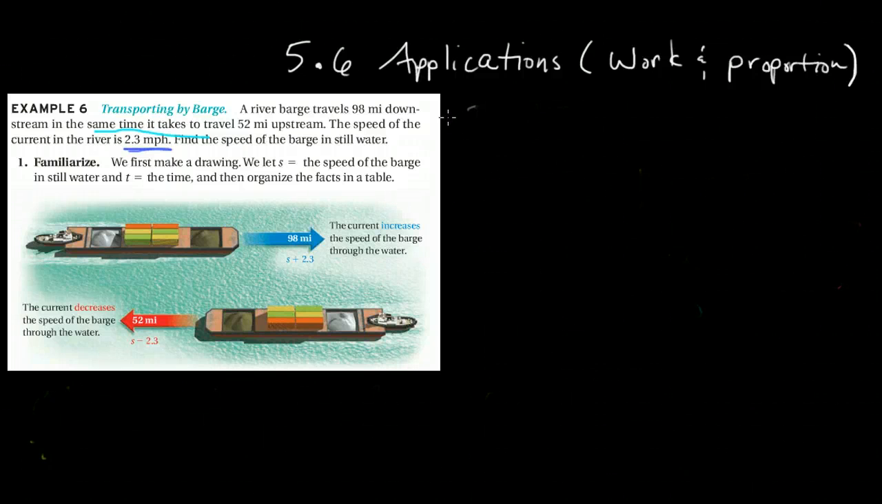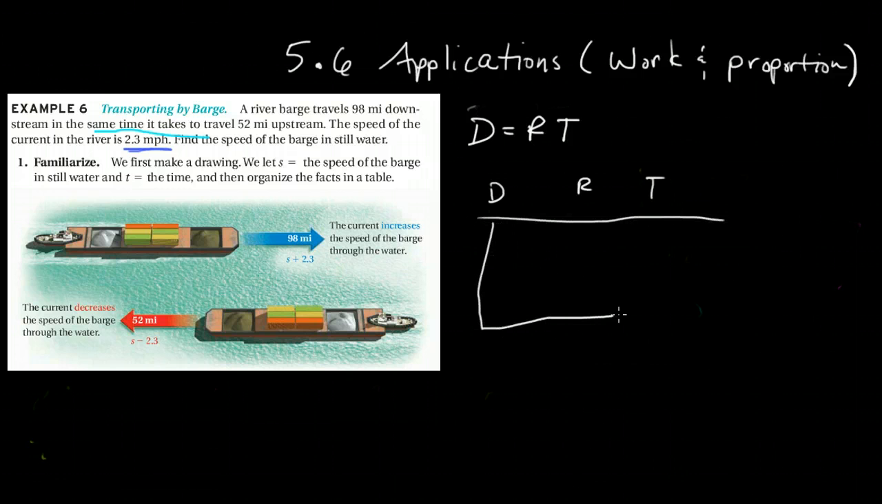In this problem, we are asked to discover the speed of a barge in still water if it's being influenced by a current of 2.3 miles per hour. This is a problem of distance, which is equal to rate times time, or as my 7th grade algebra teacher said, "dirt." So let's see exactly how the barge is being influenced.